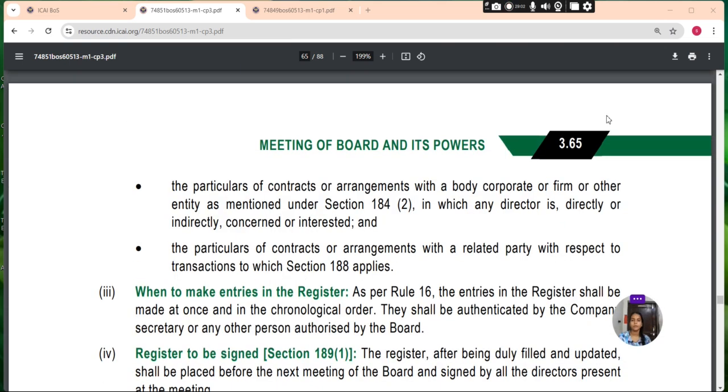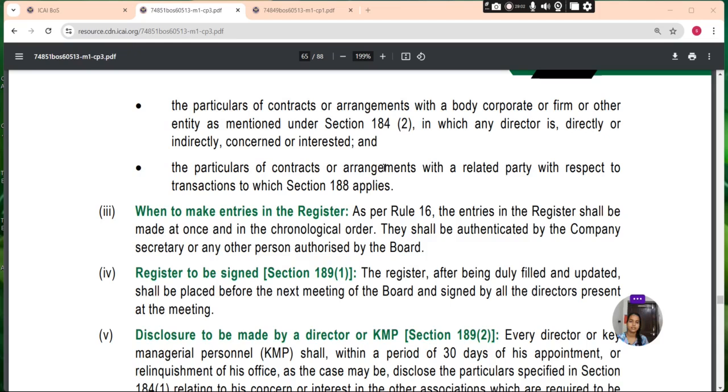Then after that come the particulars of contracts or arrangements with the body corporate and other firms or entities as mentioned under section 184 in which any director is directly or indirectly concerned or interested. The particulars of contract or arrangement with the related party with respect to transactions to which section 188 applies. When to make entries in the register? कब हम entry करेंगे in the register.